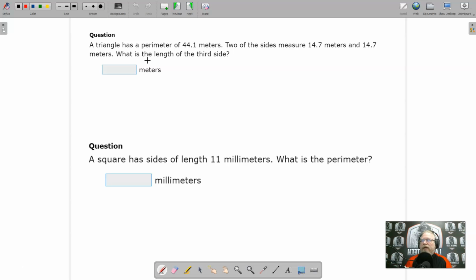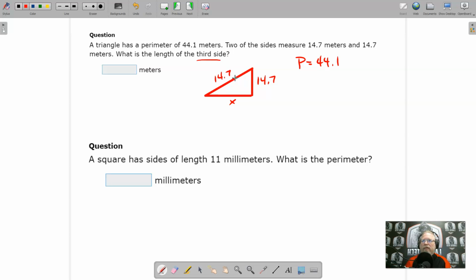Then they take the pictures away. So a triangle has a perimeter of 44.1. I'm concentrating on drawing a triangle. A lot of times if they give you just a word problem, it's helpful to draw it out. So its perimeter is equal to 44.1. We know that, right? So two sides measure 14.7 and 14.7. So one side's 14.7. The other side is 14.7. And this is what we don't know. What is the length of the third side?